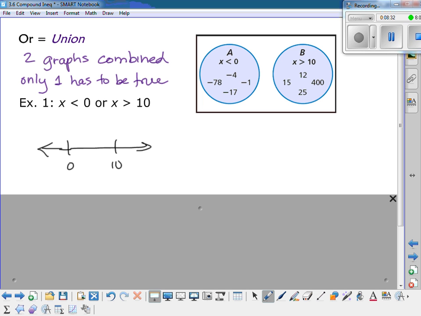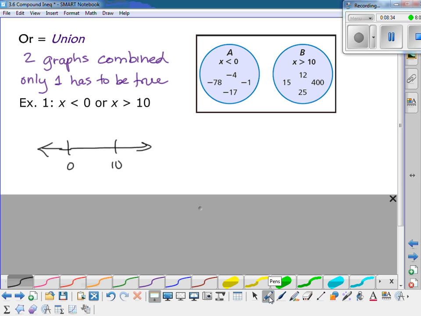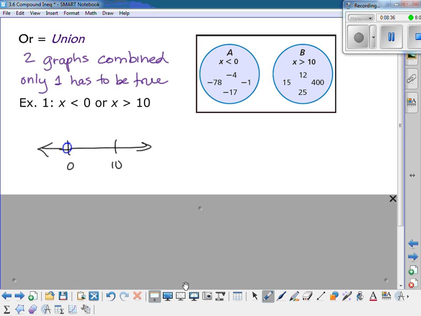So if x is less than 0, that would be an open circle on the 0 going to the left. Or x is greater than 10, that would be an open circle going to the right. So you can kind of think of it like the oars of a boat, right? They're sticking out from the boat, the oars. When it's an "or" graph, they're going opposite directions of each other.